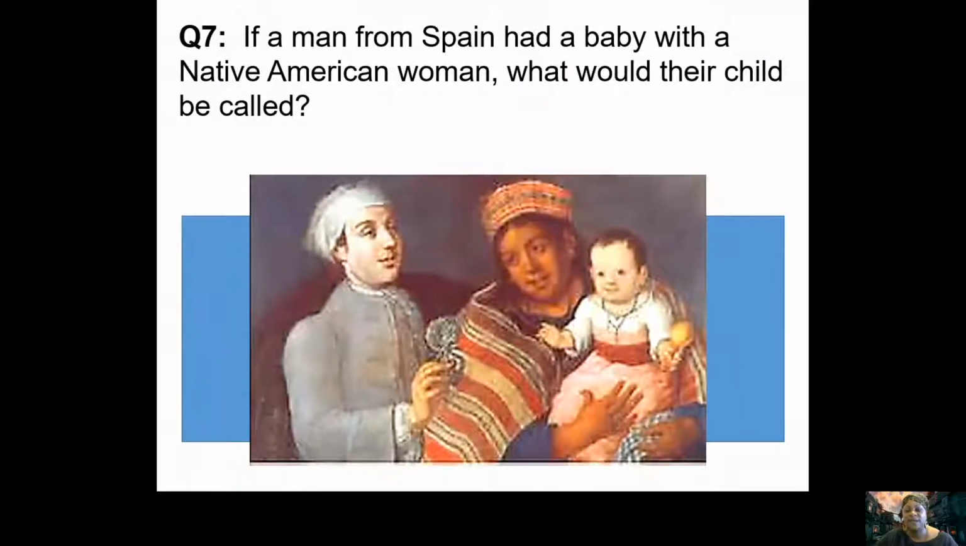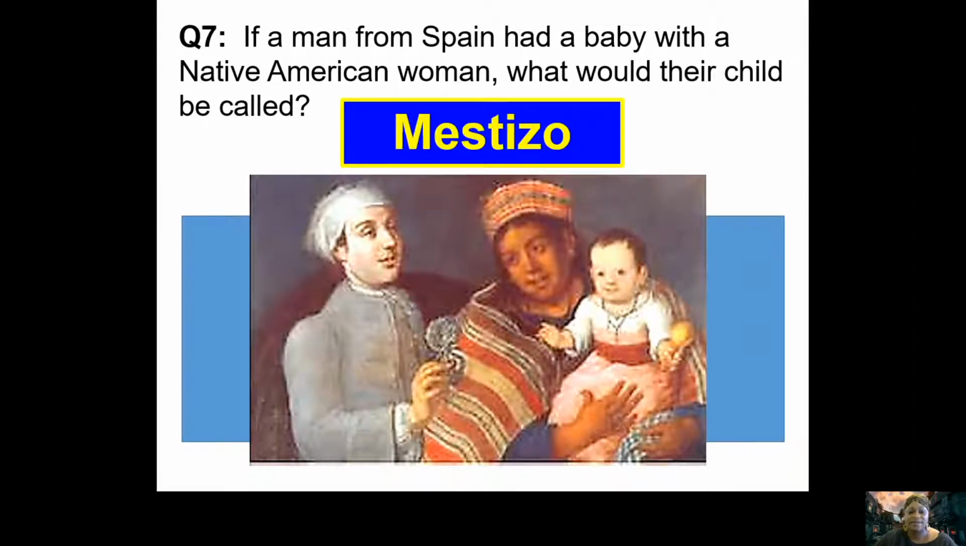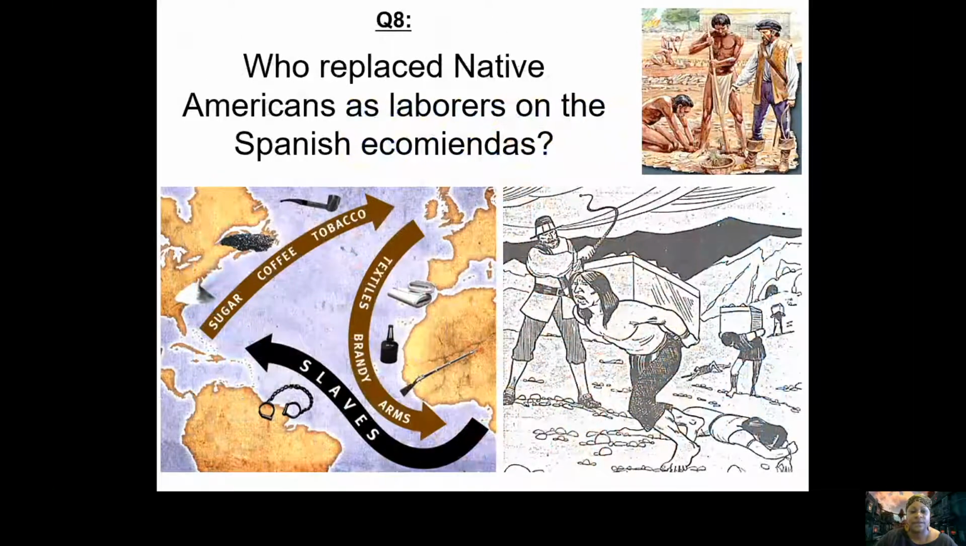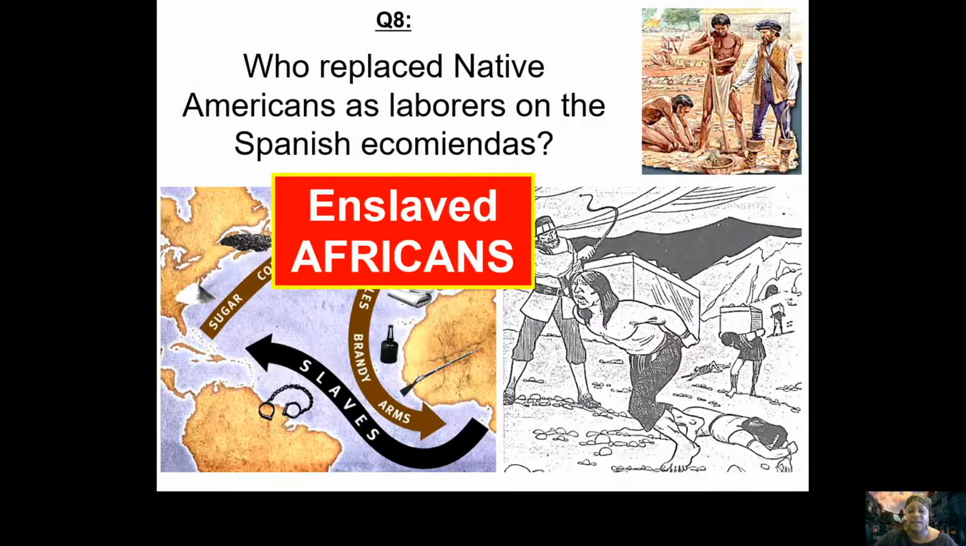And question number 7. If a man from Spain had a baby with a Native American woman, what would their child be called? Mestizo. The baby would be considered mixed. And question number 8. Who replaced Native Americans as laborers on the Spanish Encomiendas? The replacement for Native Americans will be enslaved Africans.